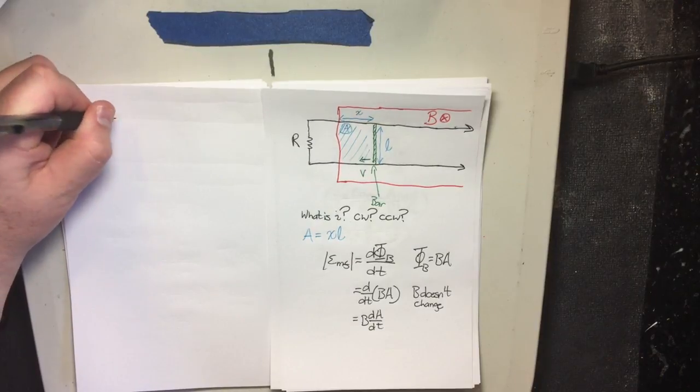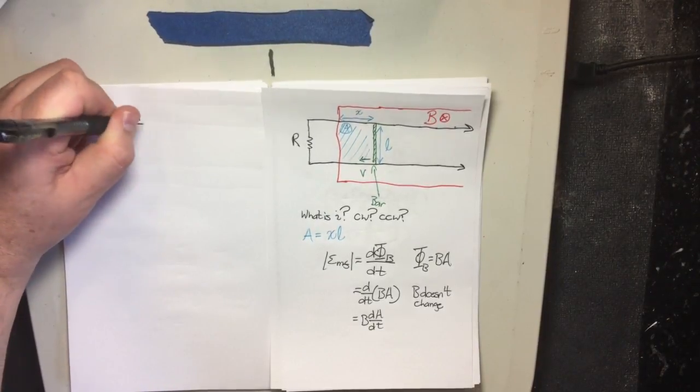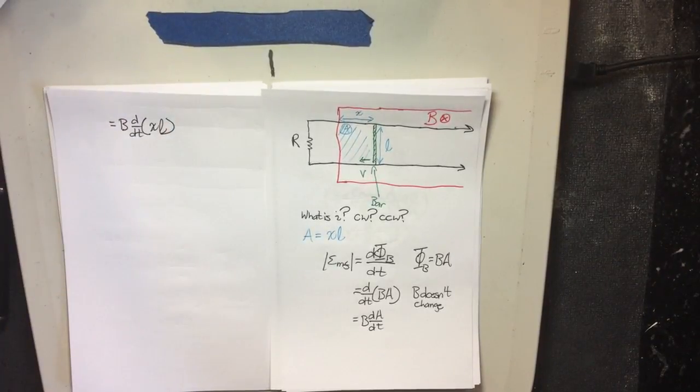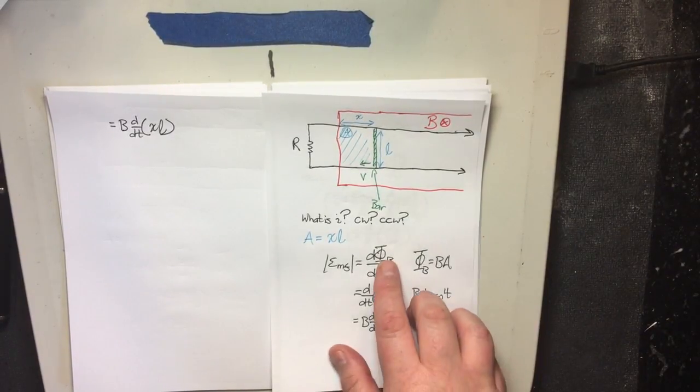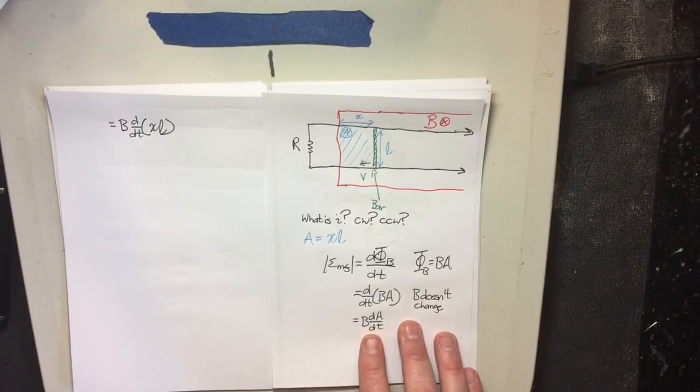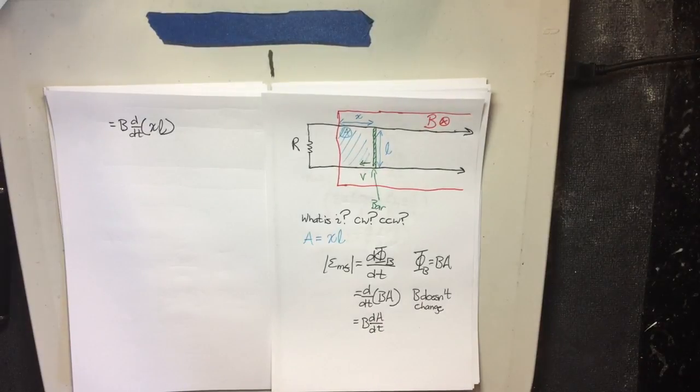And what is A? d/dt of XL. Now what we're doing here, to those of you who have taken Cal 260 or Math 262, is the chain rule twice. The first time we did the chain rule, we went from there to there, but we got rid of A dB/dt because the magnetic field doesn't change.